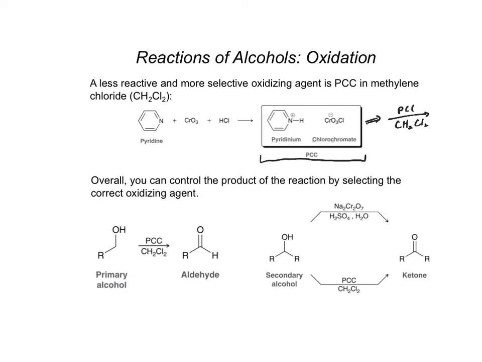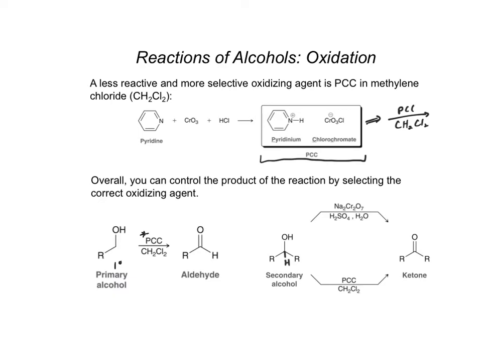Now, PCC is a little bit less reactive, so it is more selective, and it will take a primary alcohol and oxidize it to an aldehyde, right? So it won't go to full oxidation to the carboxylic acid. If we want the carboxylic acid, we'll use the chromic acid. If we want the aldehyde, we'll use the pyridinium chlorochromate, the PCC.